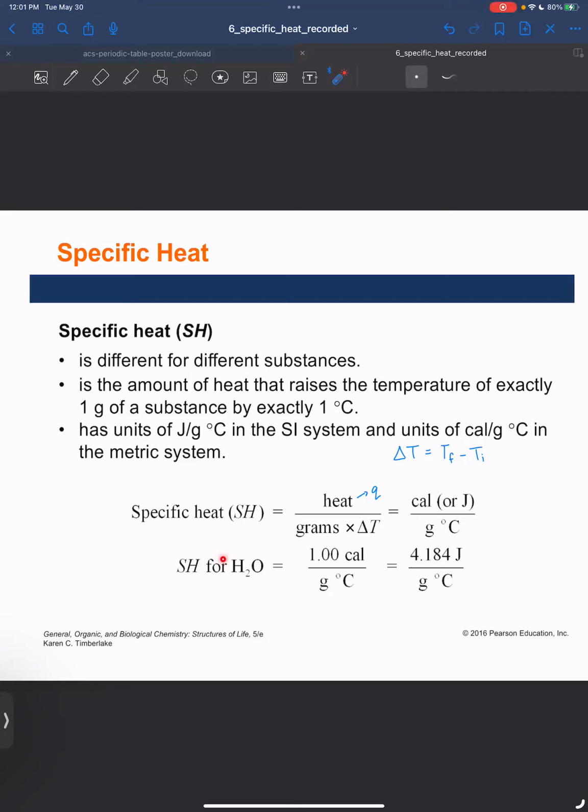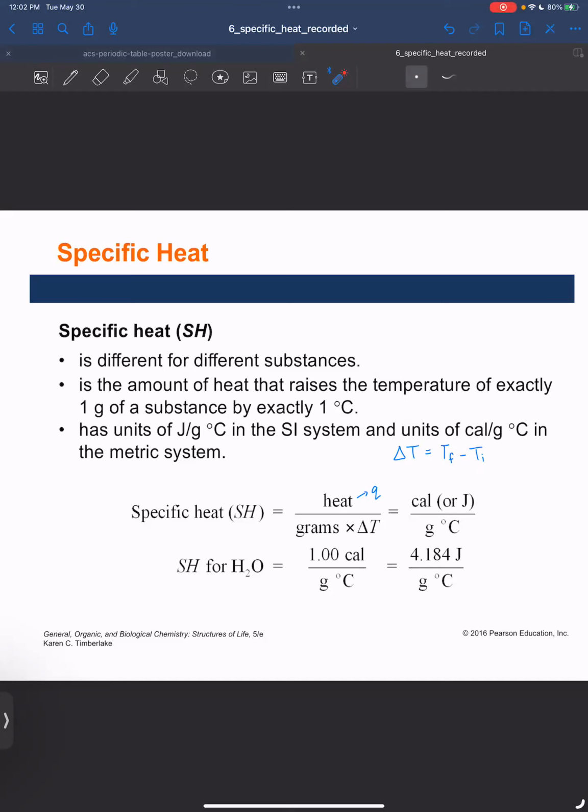And once again, every substance has a different specific heat capacity. And for water, it is 1 calorie per gram degree Celsius, or 4.184 joules per gram degree Celsius. So what that means is that in order to heat up 1 gram of liquid water by 1 degree Celsius, I need to provide that water 4.184 joules of energy.